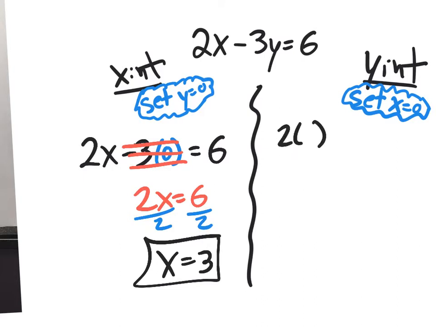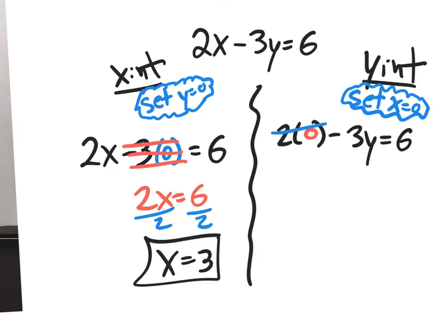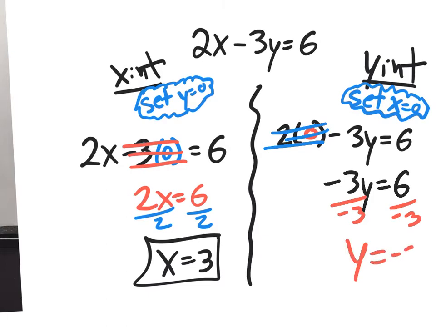Now the y-intercept value, you're going to set x equal to 0, so it's going to be 2 times 0 minus 3y equals 6. And of course, 2 times 0 is 0. You can just scratch that out, and you really have the equation negative 3y equals 6. We'd have to divide both sides by negative 3, and you get y equals negative 2. That's your y-intercept value. y equals negative 2.